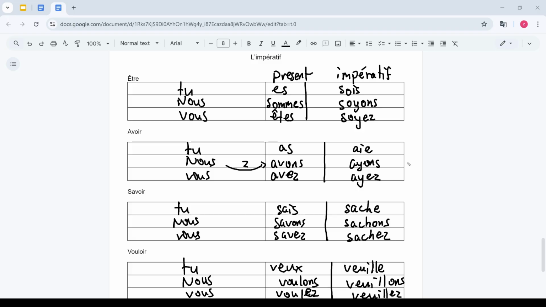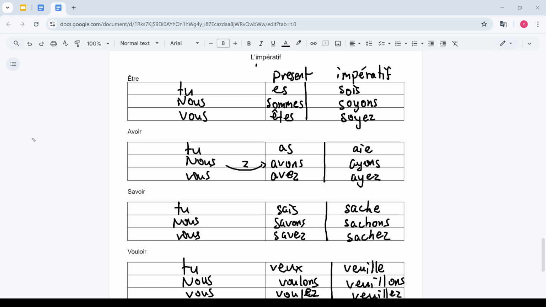So these are 4 common irregular verbs in impératif, and you'll often find that if the verb is irregular in present tense, especially these common ones that you see over here, chances are they're more likely to be irregular in other tenses, including impératif.